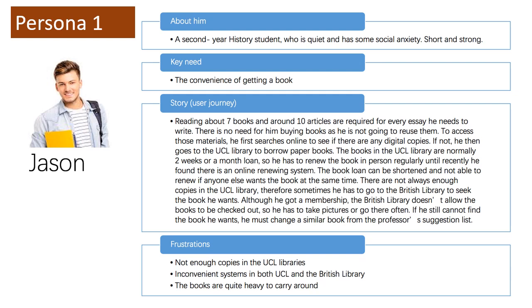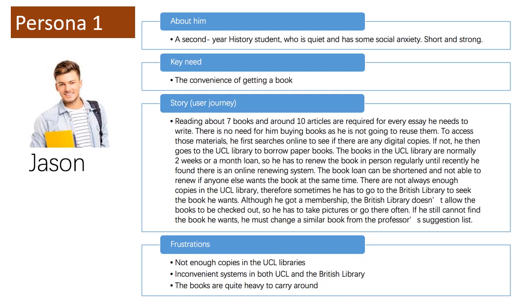His key need is the convenience of getting a book. His story is he needs to read about 7 books and around 10 articles for every essay he writes. There is no need for him to buy books as he's not going to reuse them. To access those materials, he first researches online to see if there are any digital copies. If not, he then goes to the UCL library to borrow paper books.